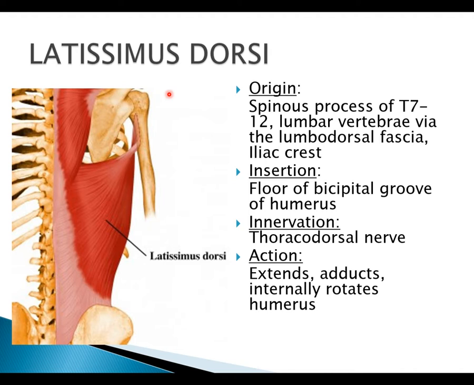Swimmers tend to have very developed latissimus dorsi, and that's because if you look at extension, adduction, internal rotation, those are the motions that you go through when you're swimming, especially with the freestyle stroke. When you are just swimming overhead, that's what you're doing: extension, adduction, and internal rotation. It's also a big muscle that's used when you're pulling your body up, doing a pull-up.